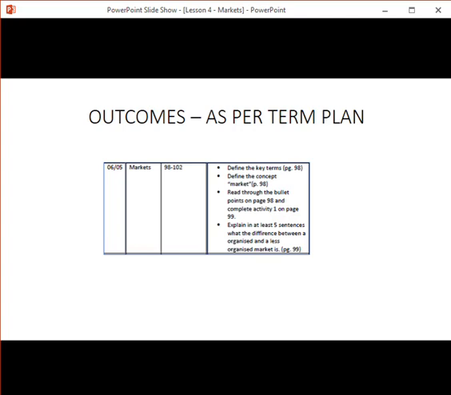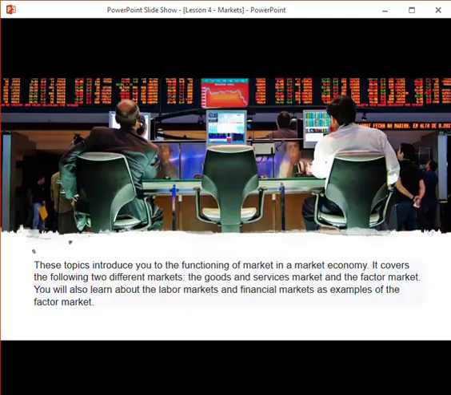You should be able to define the key terms on page 98, define the concept market, also on page 98. You have to read through the bullet points on page 98 and complete activity 1 on page 99. I'll explain that when I get there, and explain in at least 5 sentences what the difference between an organized and a less organized market is. That you'll find also on page 99.